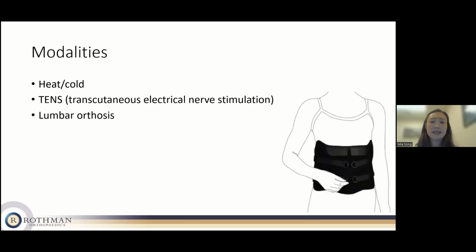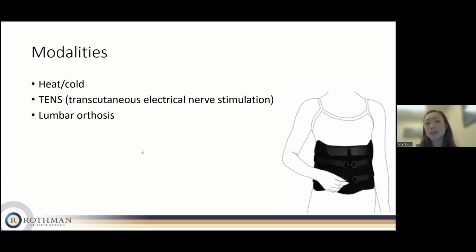When I say modalities, they're additional tools that can be helpful in mitigating your pain while you're doing therapy or other activities throughout your day. It can include things like heat or cold compresses, a TENS unit, which is a little device that has electrodes that stick onto your skin and provides a small electrical stimulation to help achieve some pain relief. It can be ordered through insurance. You can try it in physical therapy to see if it's helpful, or sometimes patients can order one online themselves through Amazon or something else like that.